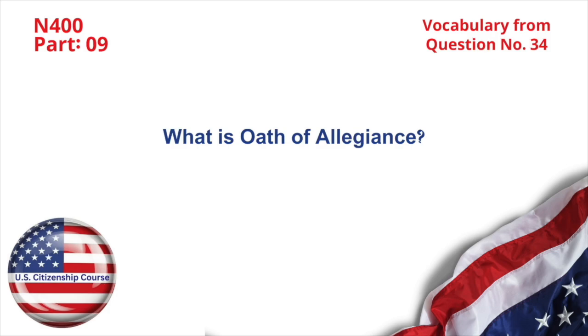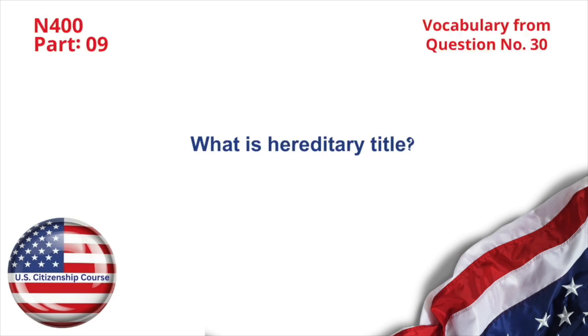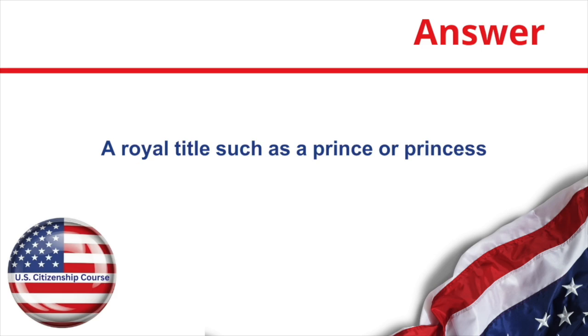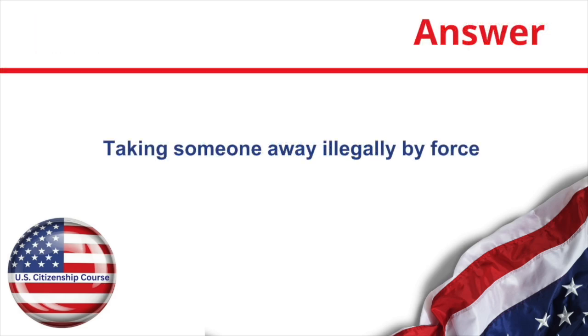What is oath of allegiance? A promise to be loyal. What is hereditary title? A royal title, such as a prince or princess. What is kidnapping? Taking someone away illegally by force.